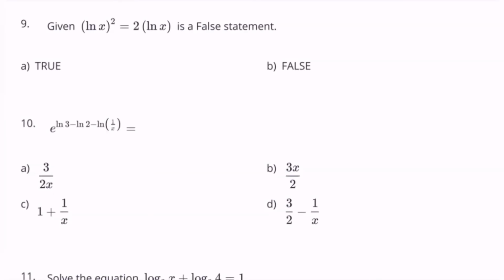Next, we have question number 9. Given we have the bracket ln x to the power of 2, which equals 2 bracket ln x. It is a false statement.